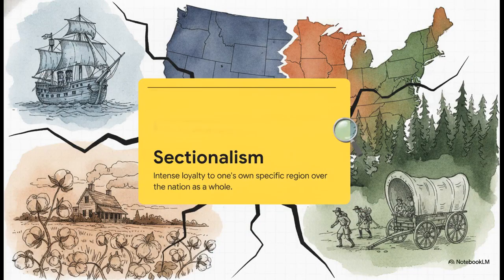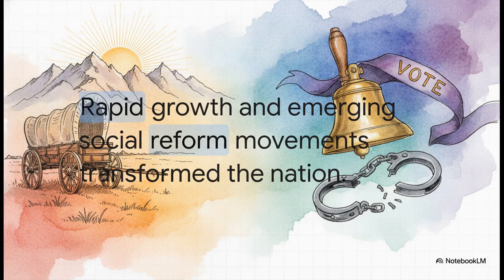But pulling in the exact opposite direction was sectionalism. That's an intense loyalty to the interests of one's own specific region over the nation as a whole. So if nationalism was the glue, sectionalism was the wedge. The North, the South, and the West were all developing very distinct economies, causing this massive nation-stretching push and pull effect. Then throw the era of manifest destiny and rapid social reform into that mix, and wow, the rate of change is just staggering. People weren't just expanding borders out west, they were completely rethinking society, education, women's rights, and the institution of slavery. The physical map of the country and the cultural map were literally transforming at the same time.